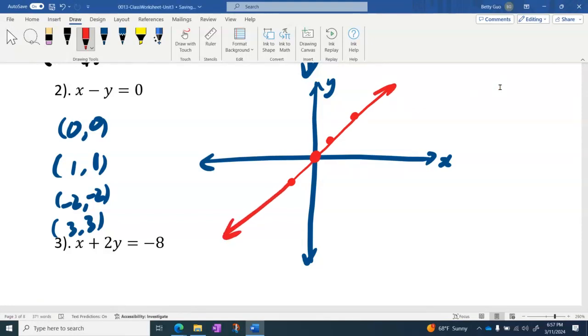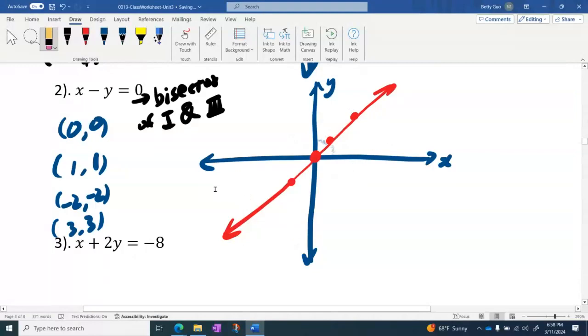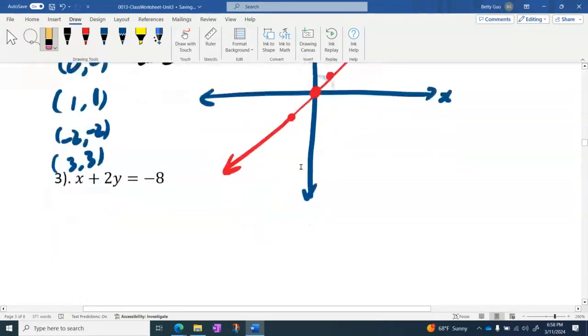Okay? This straight line actually is pretty special. Why is the straight line special? Because it is the bisector of quadrant 1 and quadrant 3. Let me write it down. This equation actually is the bisector of quadrant 1 and quadrant 3. This is a 45 degree angle. This straight line is the graph of the linear equation in two variables, x minus y equals 0. Okay? So the second time we see that the graph of a linear equation in two variables is a straight line.